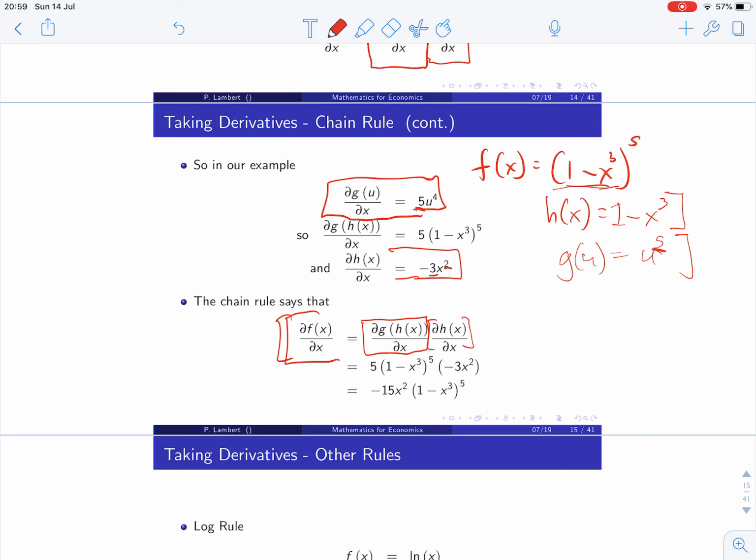The term out the front, remember, was the derivative of the g function evaluated at the h function. So when we say evaluate, what we mean is we sub in the h function into this. So where u is here, we just have to write the original value of h of x, which is 1 minus x cubed. So the derivative of the g function was 5u to the power of 4. So we're going to replace that u now with 1 minus x cubed.